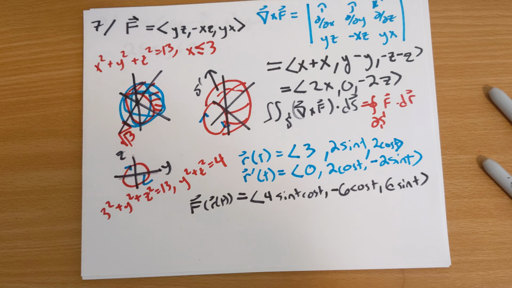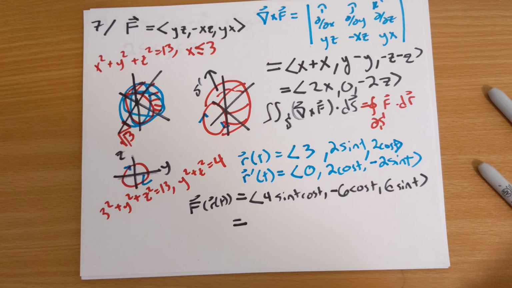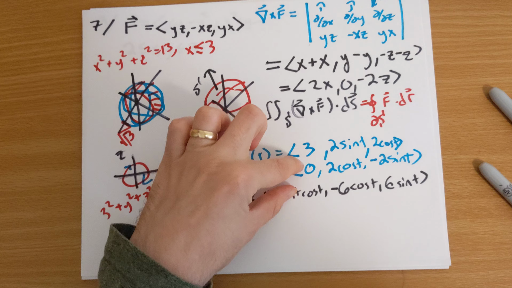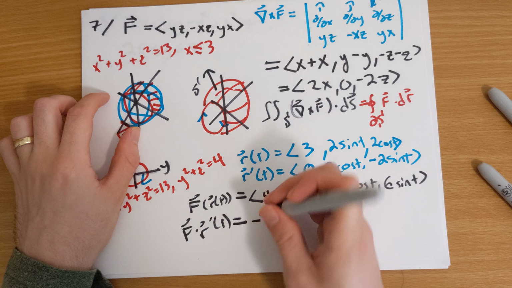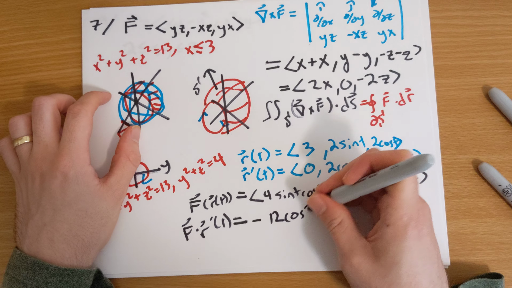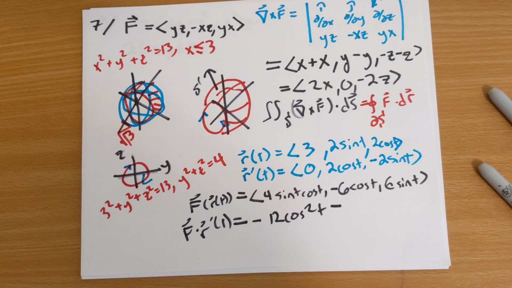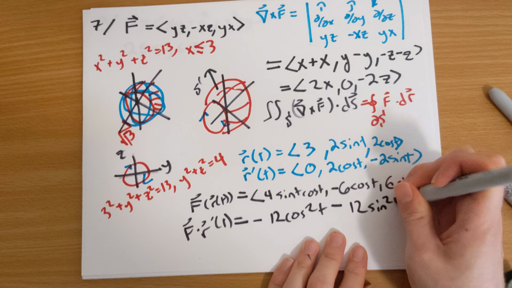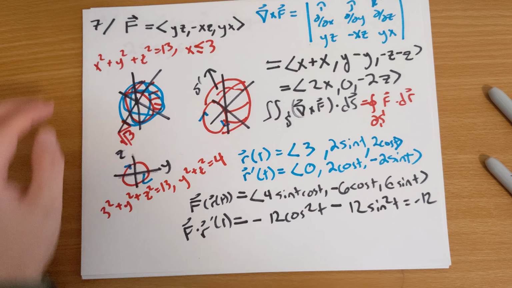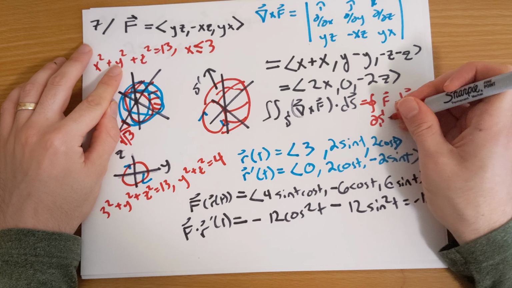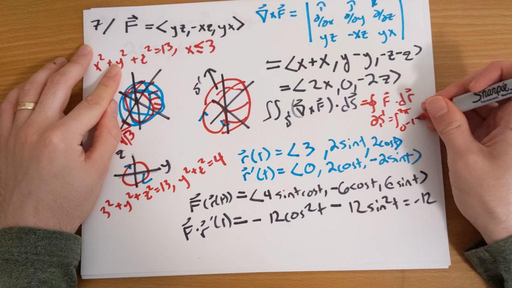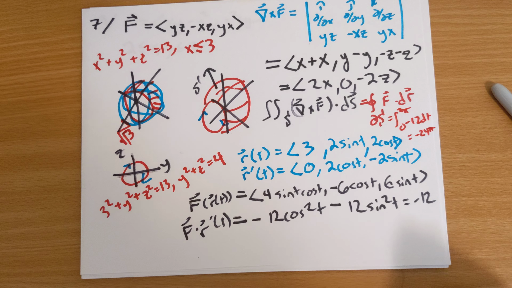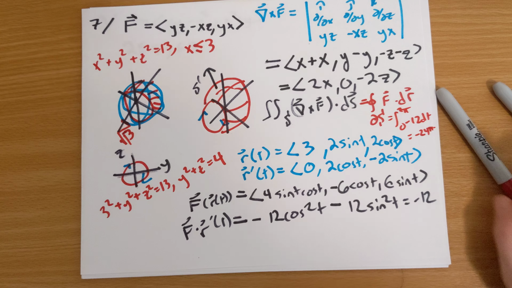And so when we do a dot product of f with r prime of t, we would get 0 minus 12 cosine squared t, and then we would end up with minus 12 sine squared t, and this just ends up as minus 12. So this integral, from 0 to 2 pi of negative 12 dt, of course that's negative 24 pi. Okay, so that is the final answer to part B.